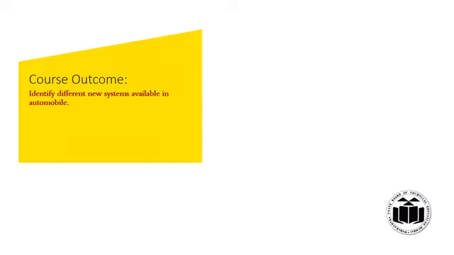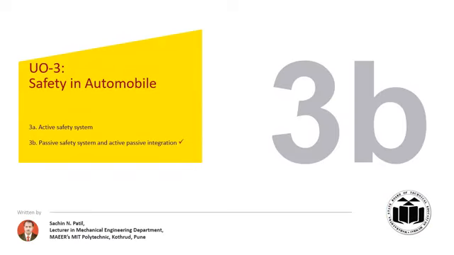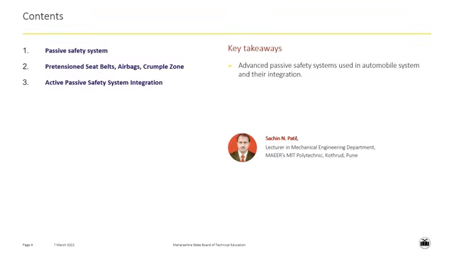We shall continue with our discussion on unit number 1, recent trends in automobile industry. You all are aware of the course outcome: identify different new systems available in automobile. We shall continue with our unit number 3, that is safety in automobiles. In the last video we have seen active safety system, and in this video we are going to see passive safety system and its integration with active safety system. The key takeaway from this video will be that you will come to know advanced passive systems used in automobile system and its integration with active safety systems.